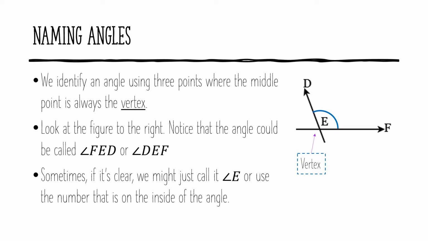The middle point is always the vertex. So whatever point is in the middle of the angle, that's also known as the vertex. Look at the figure to the right. Notice that the angle could be called either FED or DEF. And sometimes if it's clear, there's no confusion, we might just call this angle E. But notice that the vertex is always named second.